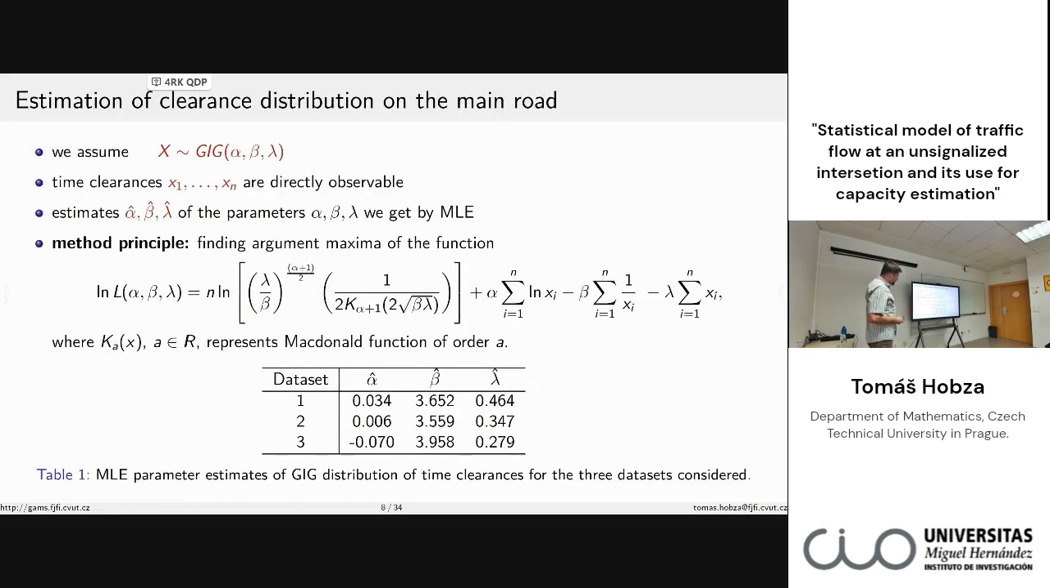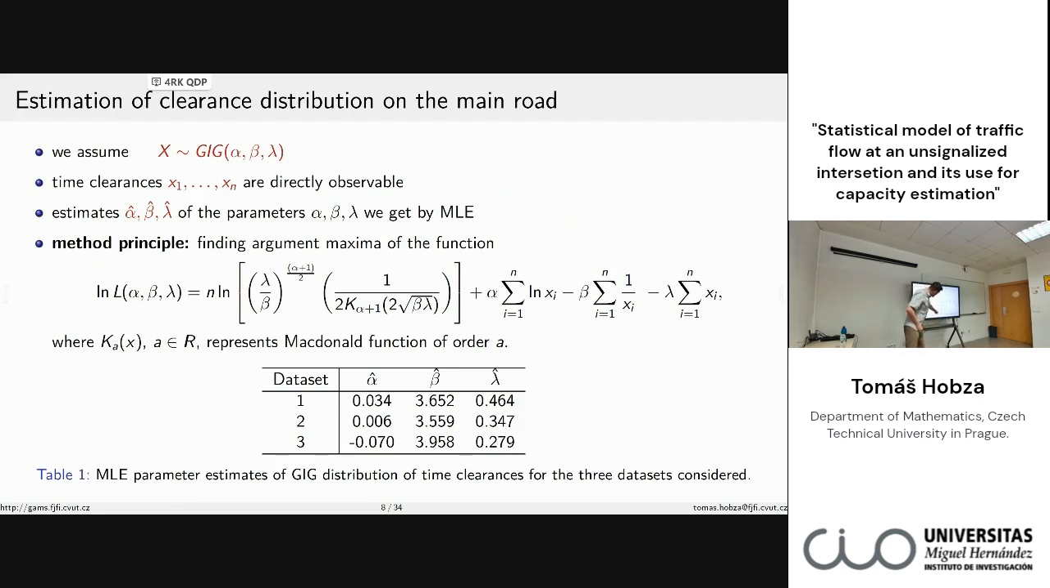Okay, so this is the distribution, and now back to our model. I need to estimate the two densities. Let's start with the clearance distribution on the main road, which is the easier one. We would like to estimate the distribution, and the time clearances we can directly observe, so this is no problem. In fact, we just calculate maximum likelihood estimators to obtain the parameters. I have put in the formula for the log likelihood, but I think it doesn't need comment. If I assume the three data sets, then we get such parameter estimates.